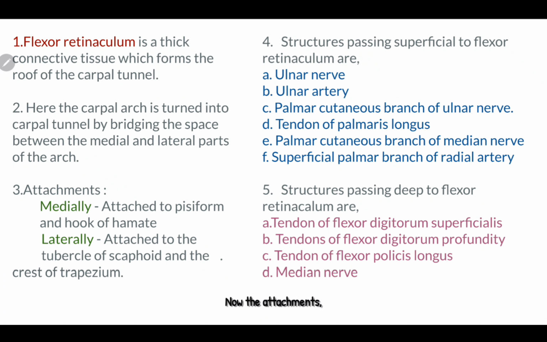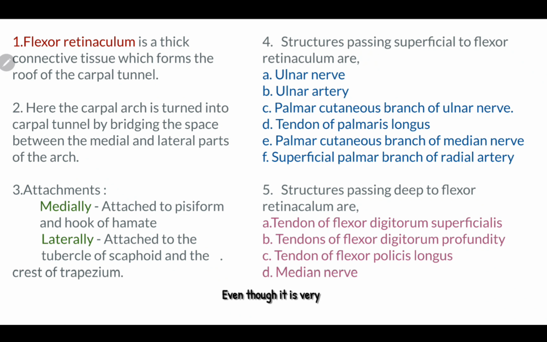Okay. Now the attachments. For attachments, you have to draw the diagram and explain. Okay, so medially it is attached to the pisiform and hook of hamate, and laterally it is attached to the tubercle of scaphoid and the crest of trapezium. Okay, so the fourth point is the structures passing superficial to the flexor retinaculum. So what are the structures passing? First one is the ulnar nerve, ulnar artery, palmar cutaneous branch of ulnar nerve, tendon of palmaris longus, palmar cutaneous branch of median nerve, and superficial palmar branch of radial artery.